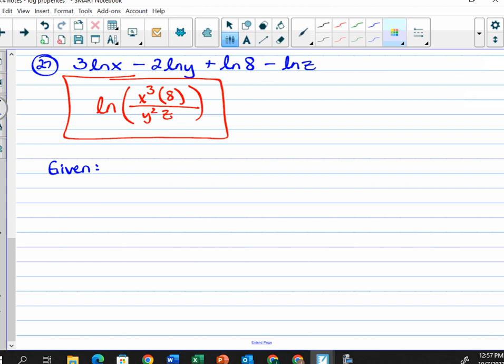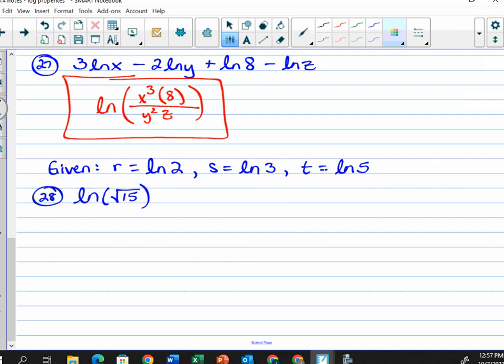Last 2 examples. 2, because I got to show you one. So, given that r is equal to the natural log of 2, s is equal to the natural log of 3, and t is equal to the natural log of 5. We're going to rewrite these natural logs with just r's, s's, and t's at the end. So let's do one together. So natural log square root of 15. Let me explain it, and then you'll try the next one.